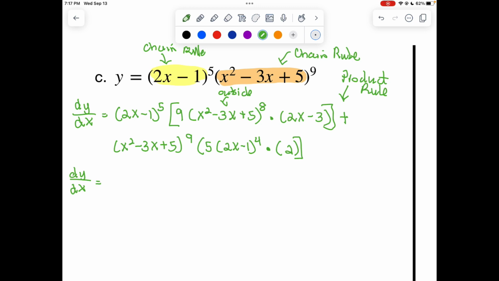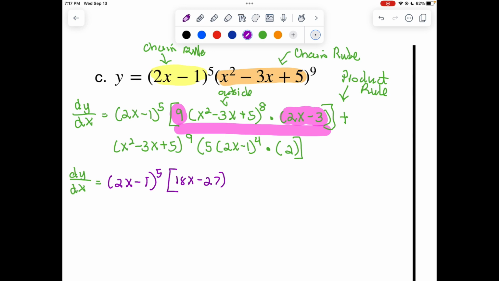What I usually do is start combining any like terms we can in those brackets to make them easier. In our first bracket, I see a 9 and the 2x minus 3. Those are not raised to any power, so I can combine them by distributing the 9 to each term in the second parentheses. We're not going to do anything with this (2x minus 1) to the 5th. But inside this bracket, I'm going to rewrite this as 18x minus 27. And I still have this times the polynomial (x squared minus 3x plus 5) to the 8th power.